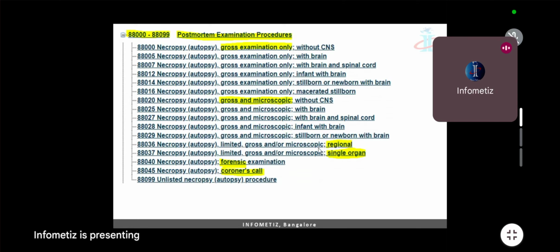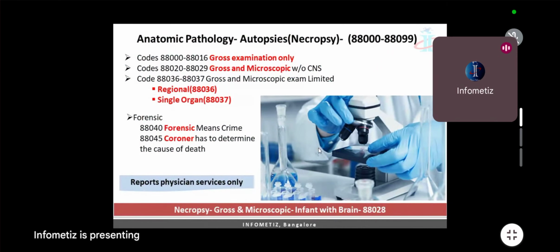88040 is for forensic examination. Highlight forensic examination. 88045 is for coroner's call. Coroner's call is for the cause of death. They're specifically checking only to find out what the cause of death is. That's all. Don't go with the 88099 unlisted one. You can ignore it for your CPC exam. So these are the postmortem codes.